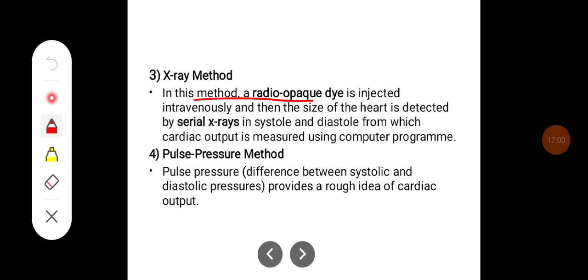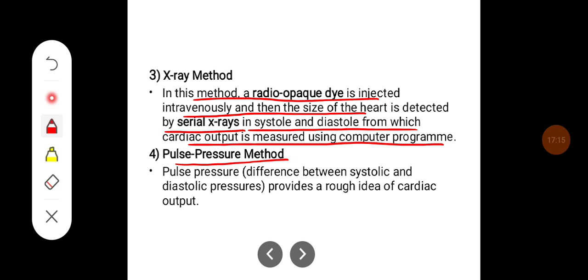X-ray method. In this method, radio-opaque dye is injected intravenously, and then the size of the heart is detected by serial X-rays in systole and diastole, from which the cardiac output is measured using a computer program. Then the pulse pressure method. This is the difference between systolic and diastolic pressures, and provides a rough idea about the cardiac output.